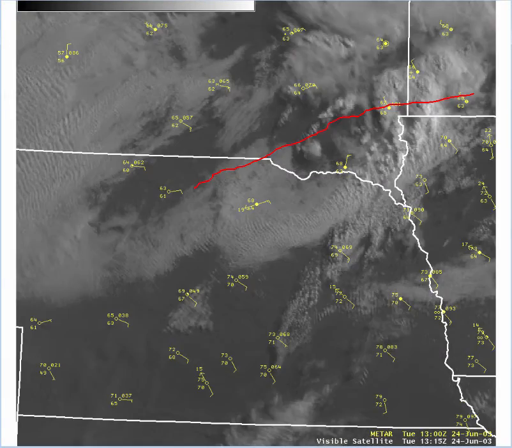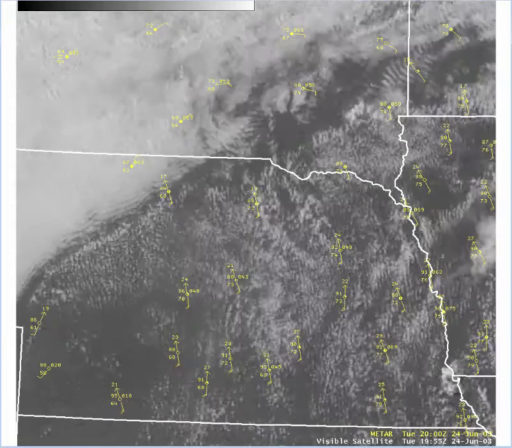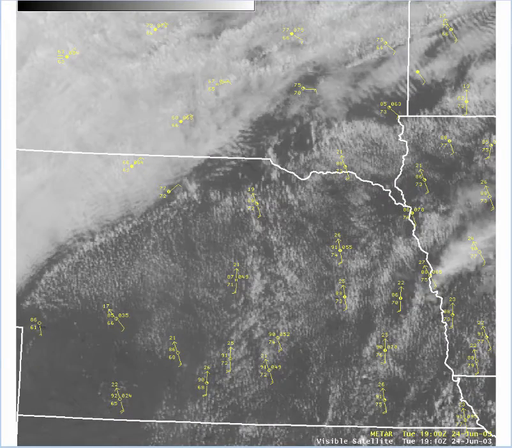If we go ahead and stop the loop and move it a little bit later to during the mid-afternoon hours, let's go ahead and stop it right here. Here we can easily analyze our boundary of interest. South of that boundary, we can see these unstable cloud streets that are oriented parallel to the low-level winds.